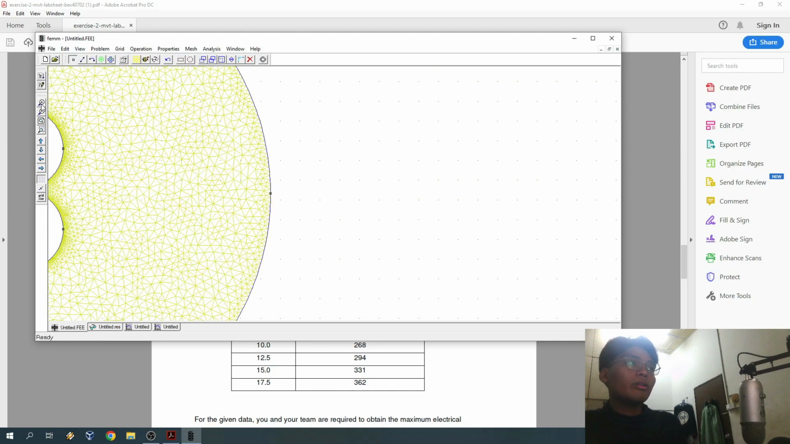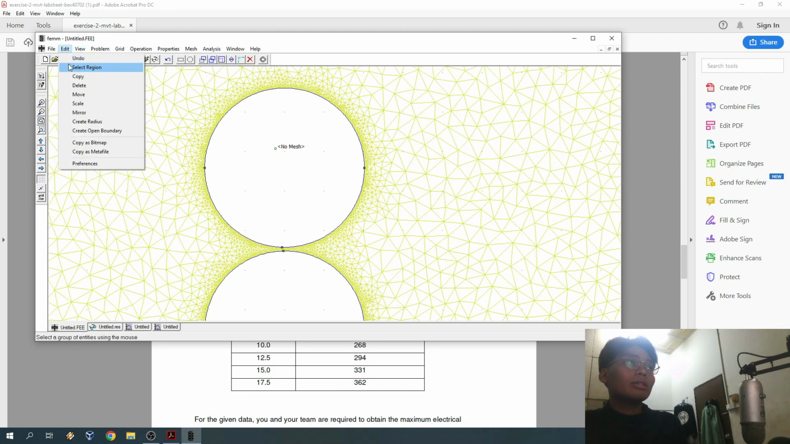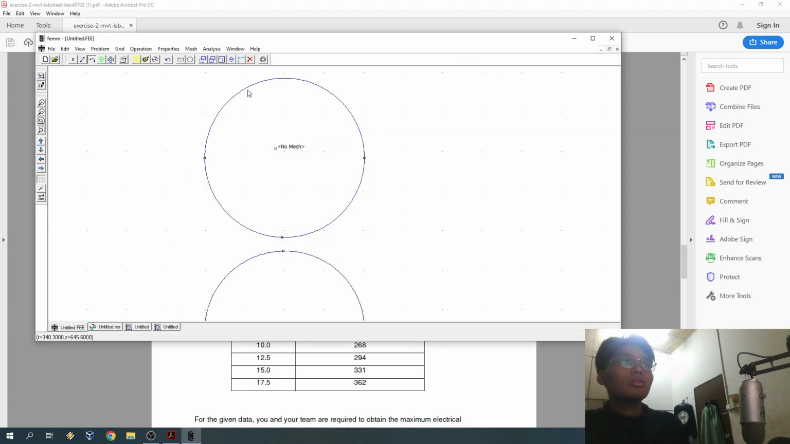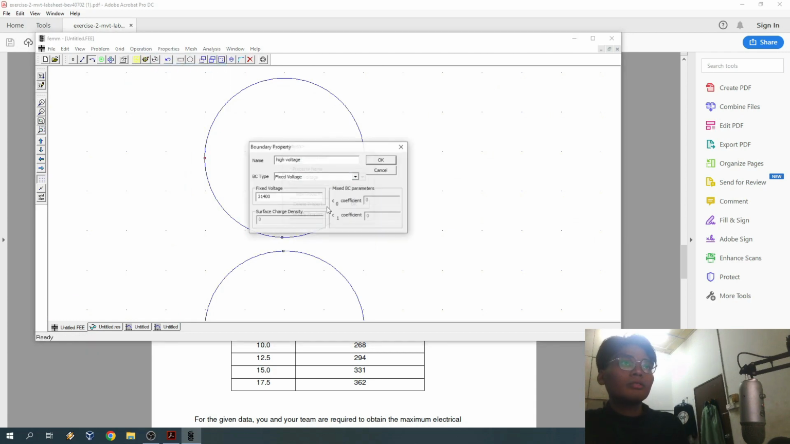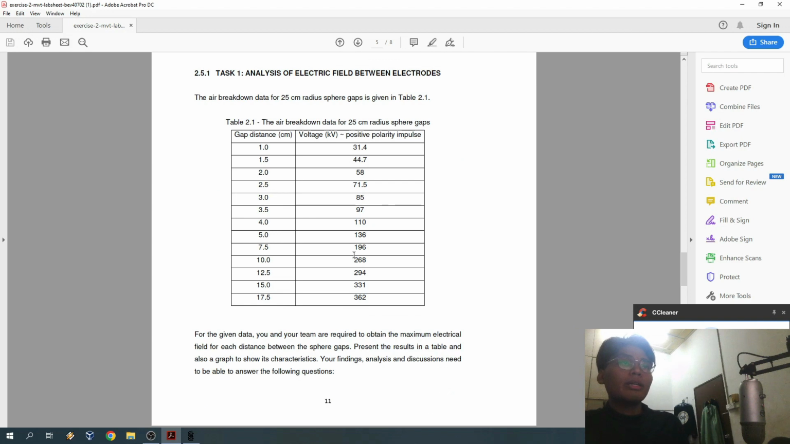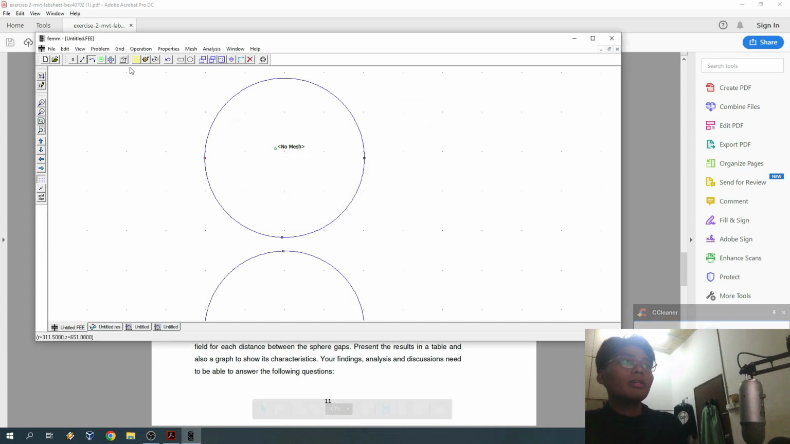So to do that, first we need to move the electrodes until 3.5. So we can select region. Sorry. So take a shift of 3.5. So we need to do the boundary for the positive side. So for the positive side, the voltage for 3.5 is 97 kilovolt. So 97 kilovolt. Okay. Then we will run the simulation.